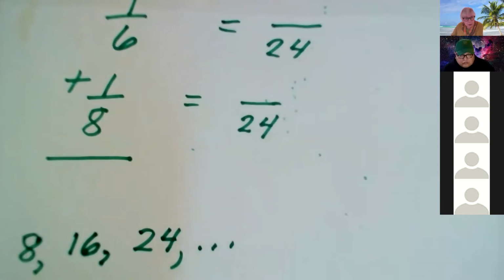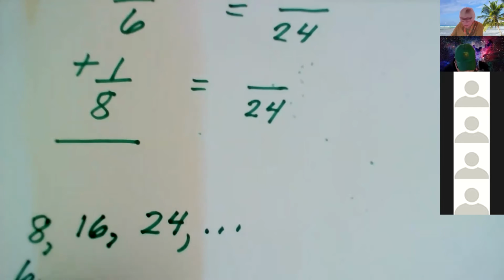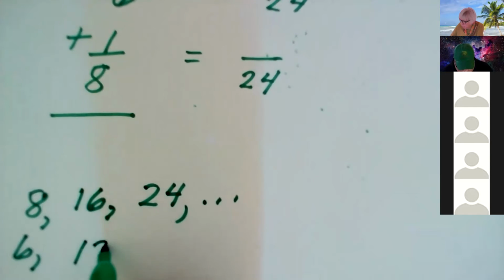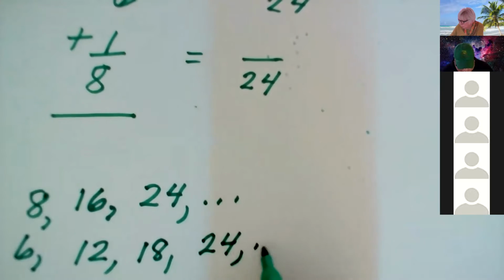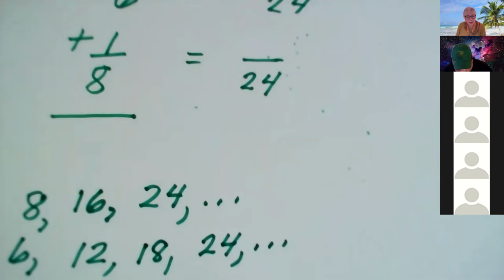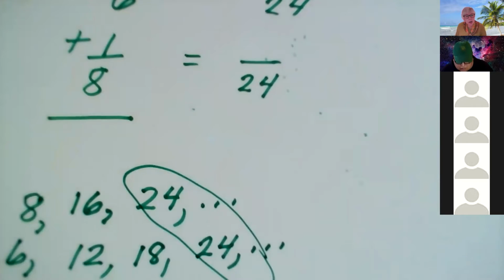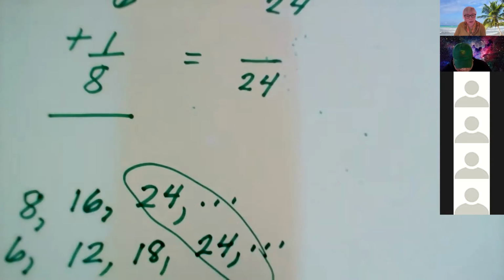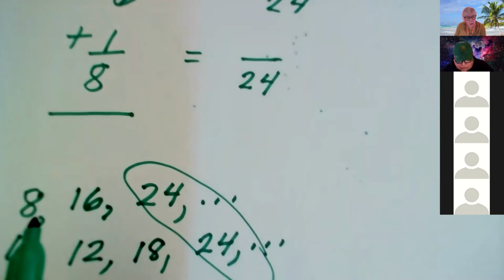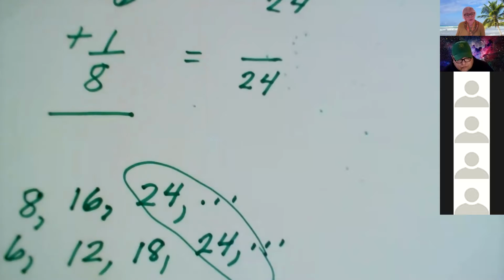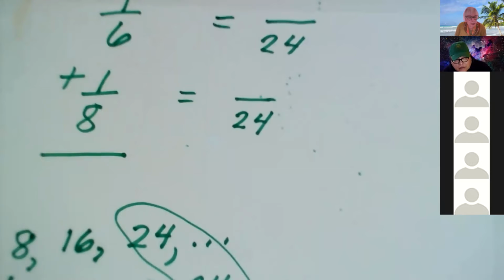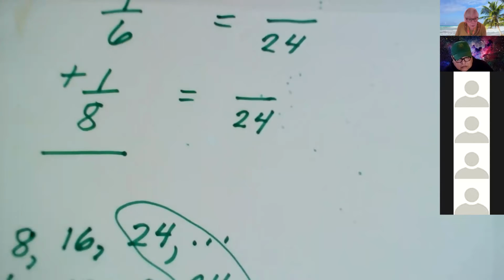I'm going to do the same with 6. 6 times 1 is 6. 6 times 2 is 12. 6 times 3 is 18. 6 times 4 is 24. Why did I stop here? Because this was the first time we had a match. Both the 8 could go into 24 and the 6 could go into 24. Now I started with a larger number because I get there quicker. So if the numbers aren't too big, and I would say in this particular example they're not too big, doing multiples might be a way to do it.